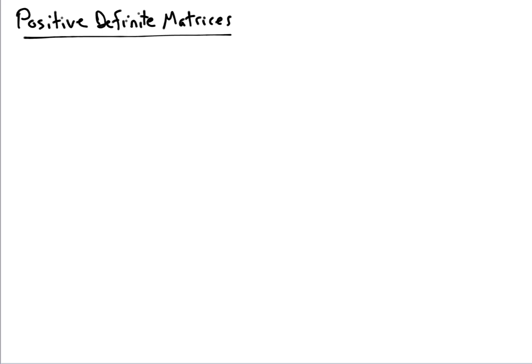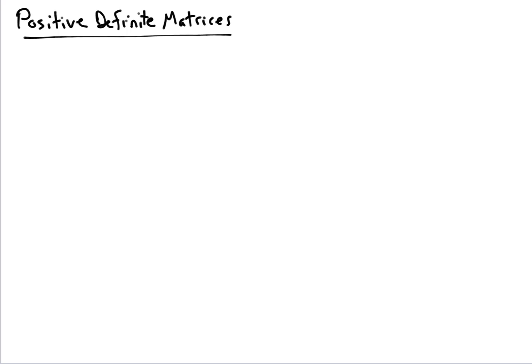Two of the most prominent applications are nonlinear optimization and multivariate statistics. So when you have a multivariate distribution, you're typically dealing with a correlation or a covariance matrix. And the concept of positive definiteness is involved.